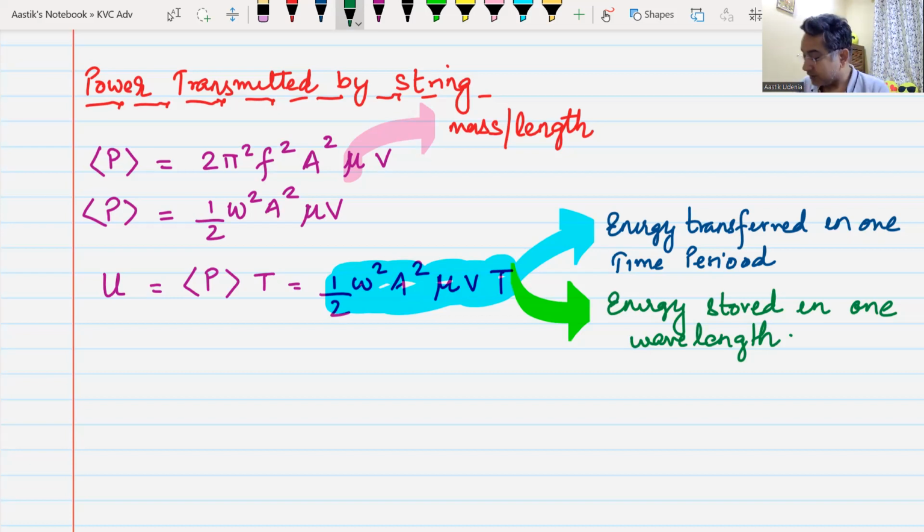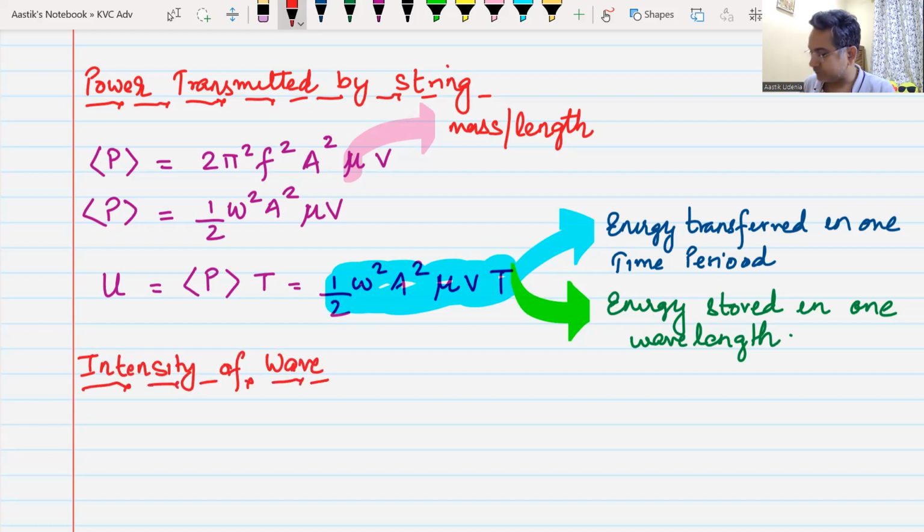Okay. The next thing that will come is the intensity of the wave. Whenever we talk about wave, we talk about intensity of the wave. Anyone heard this term, intensity of the wave, before? No, sir.